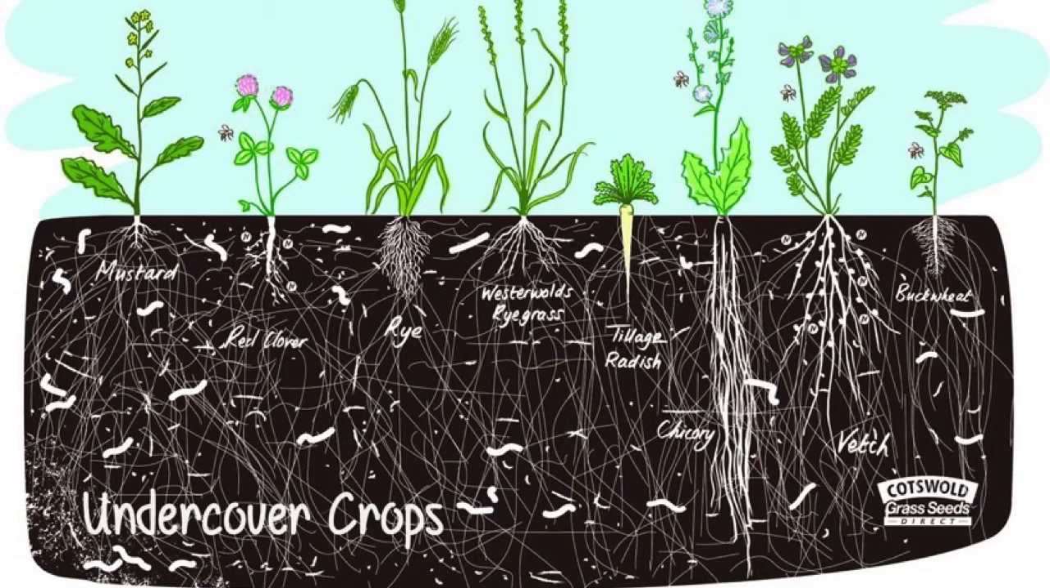Here's just a quick picture from Cotswold Seeds from England to give you just another view of what some of these roots will do. You know, how high does it grow? How far do the roots go down? Is it fibrous? Is it taproot? This is the diversity we need to be looking for.